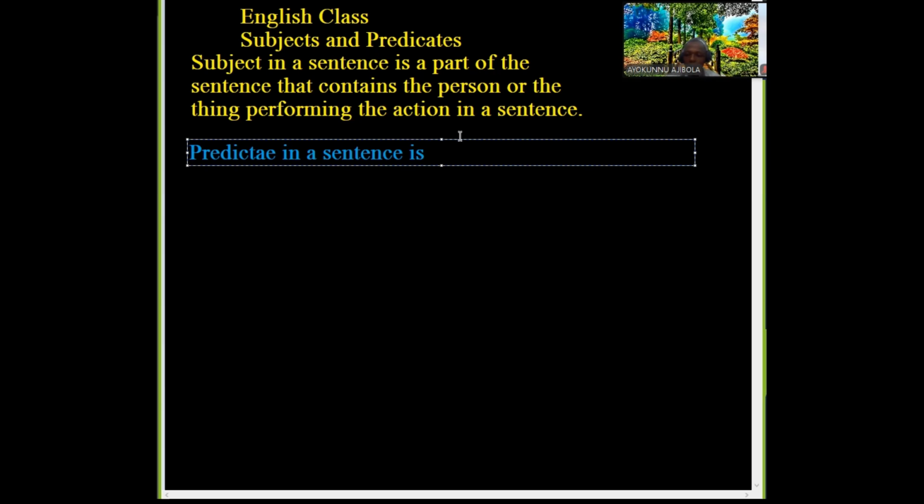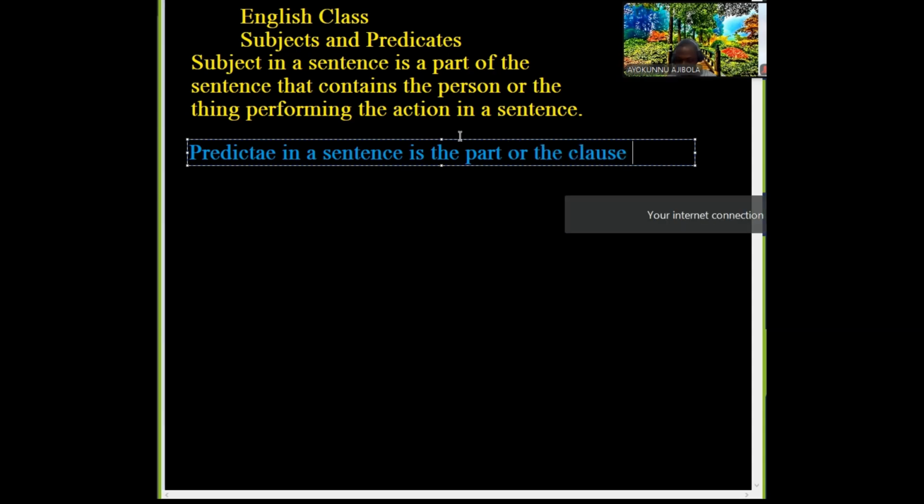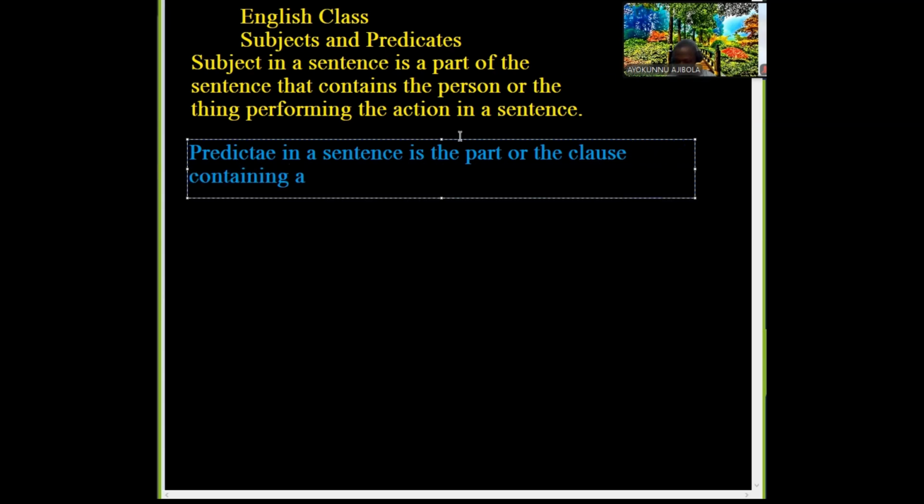So predicate in a sentence is the part or the clause of the sentence containing a verb and stating something about the subject. So we say it is the part or the clause containing a verb and stating something about the subject in a sentence.